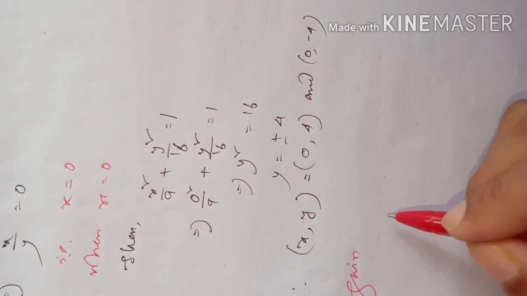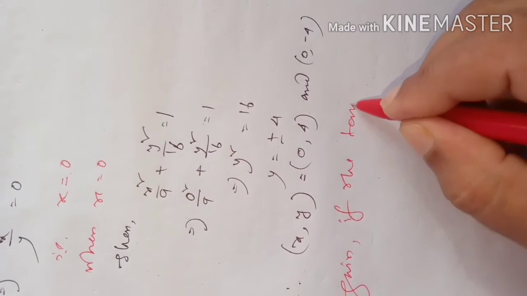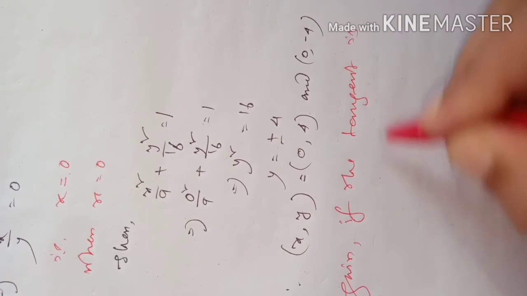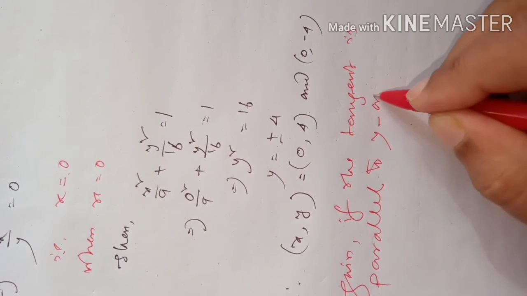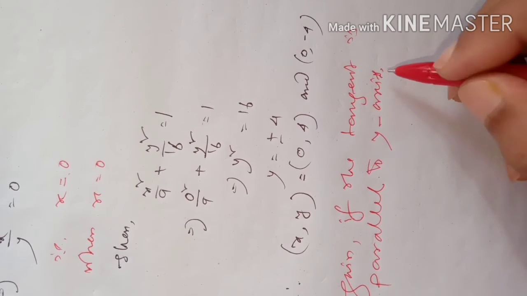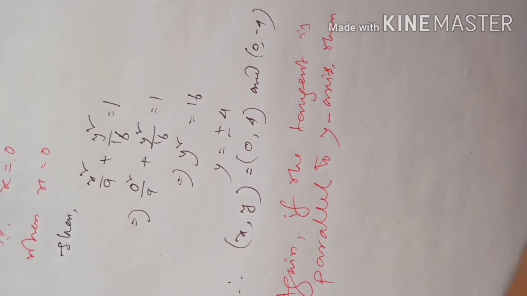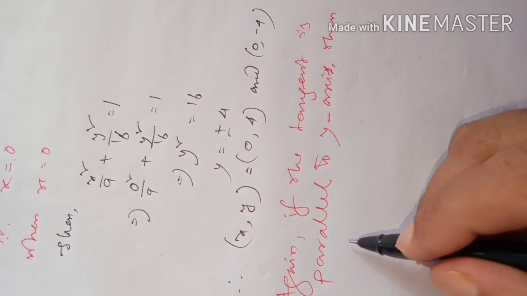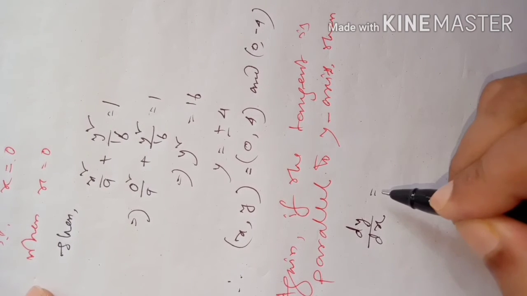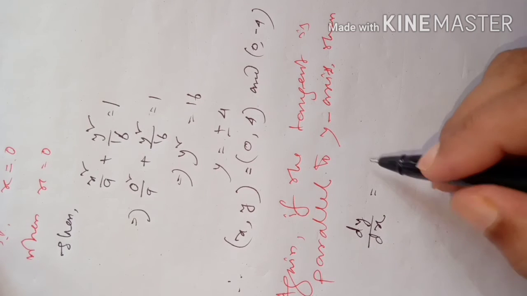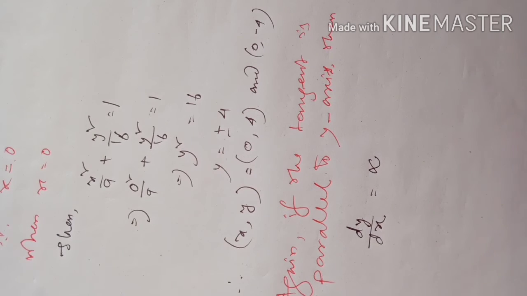if the tangent is parallel to y-axis, then what we will get is that dy by dx will be equal to infinity. Why infinity?